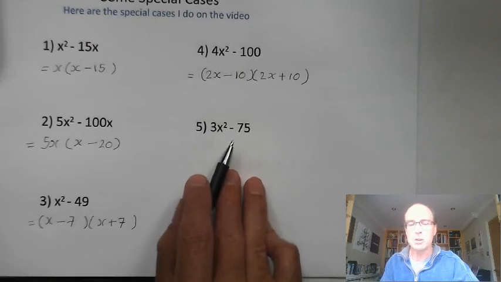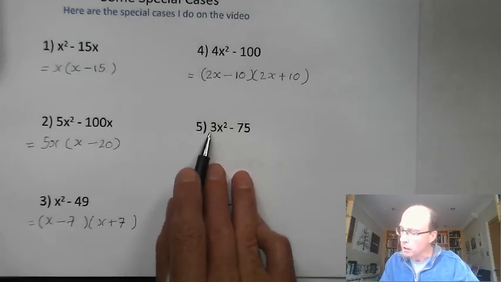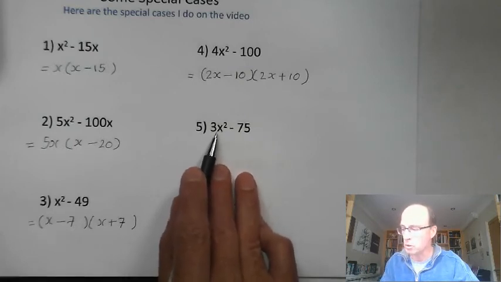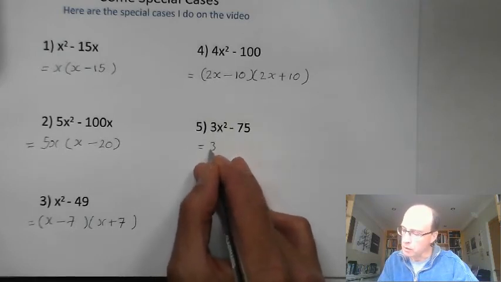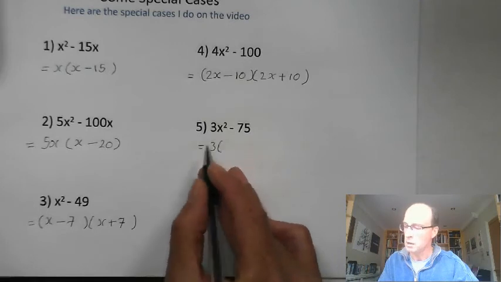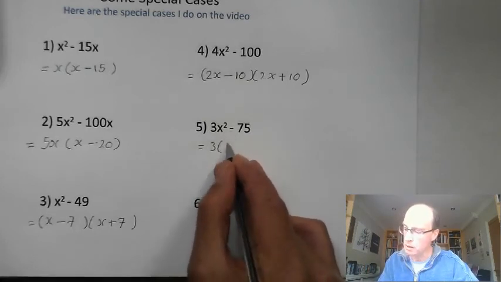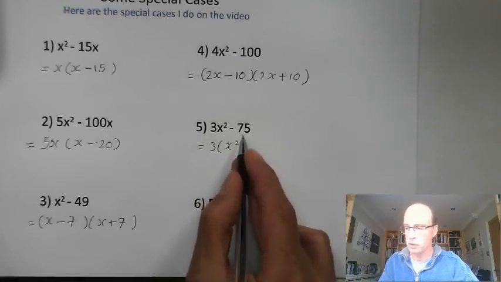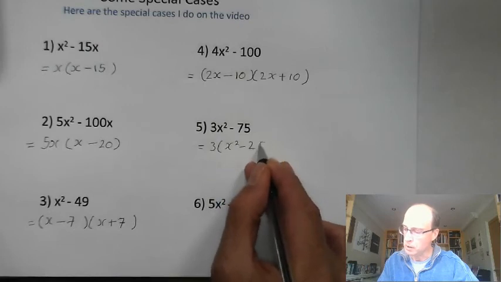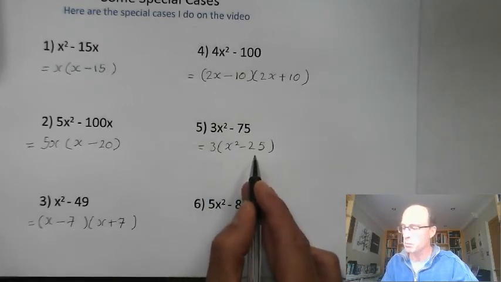But what I can do is use a combination of the two techniques we've used so far. So if I look and find a common factor, I've got 3 dividing into both 3x squared and 75. So first of all, I can factorise this into a single bracket. Put 3 outside my bracket. 3, what do I multiply by to get 3x squared? x squared. What do I multiply 3 by to get negative 75? Negative 25. So I've factorised it into a single bracket. That's picked me up a method mark already.